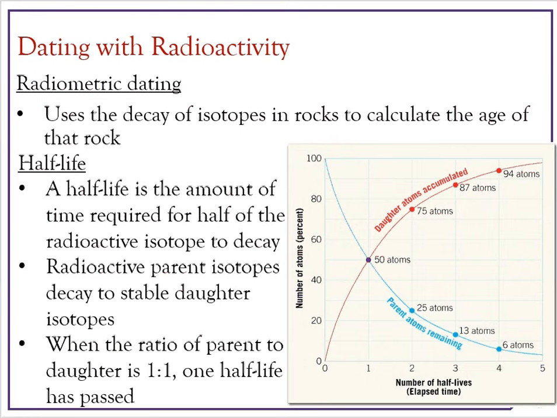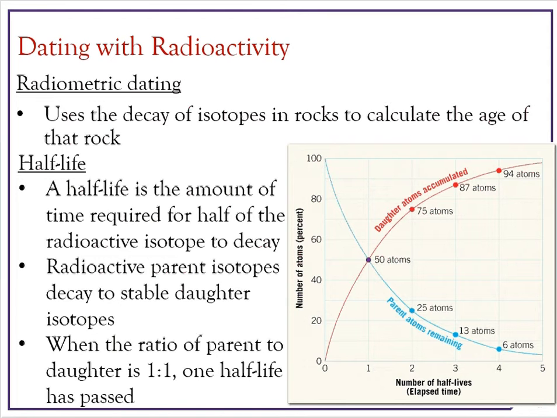So let's talk in a little more detail about these radioactivity processes. With radiometric dating, we use the decay of these isotopes in rocks to calculate the age of the rock. Half-life is a very important concept that we need to consider when we are doing these calculations. A half-life is the amount of time required for half of the radioactive isotope to decay. Basically, after every half-life passes, we lose half of the mass of our unstable atom.